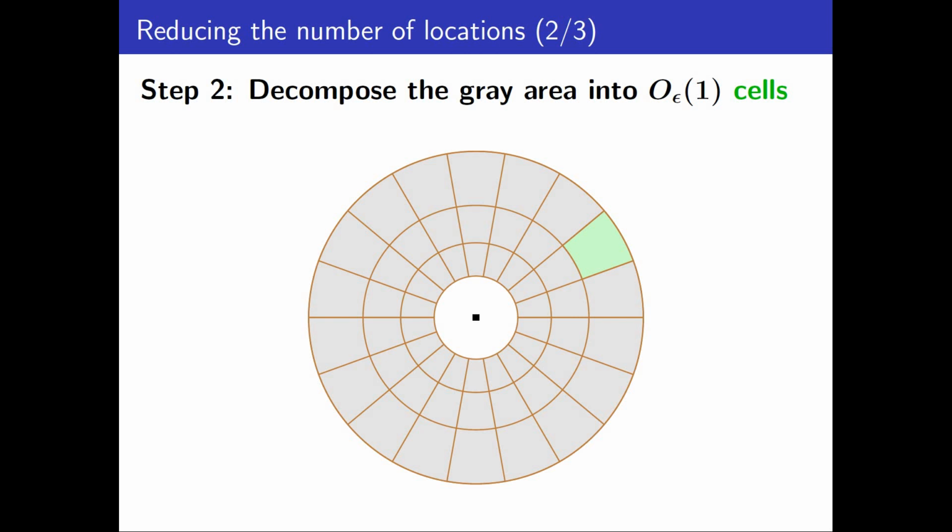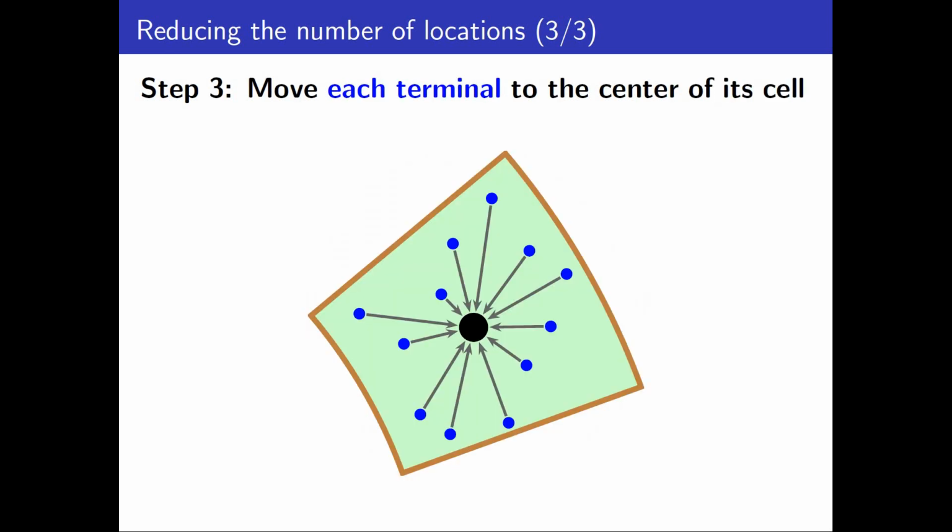In the second step, we decompose the gray area into a constant number of regions called cells. For example, the green region is a cell. For people familiar with rounding techniques in approximation algorithms, this is standard. In the third step, we move each terminal to the center of the cell. So this is the green cell of the previous slide. The terminals are the 12 blue dots on the picture, and the center of the cell is the black dot in the picture.